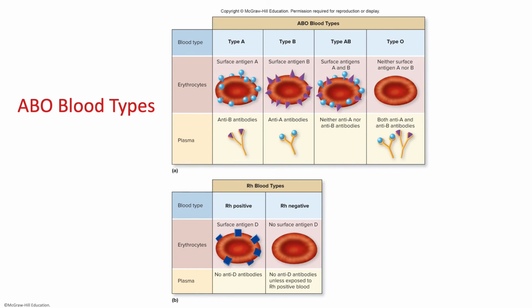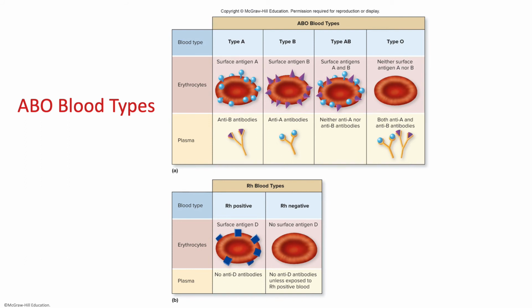In your plasma, I do not create any anti-D antibodies because I'm not going to create antibodies against the antigen that I already have. However, if you are Rh negative, you don't have the surface antigen D, you will not create any anti-D antibodies. So unlike types A and B, which already have the antibodies in the plasma, if you're Rh negative, you won't create anti-D antibodies unless you're exposed to Rh positive blood.